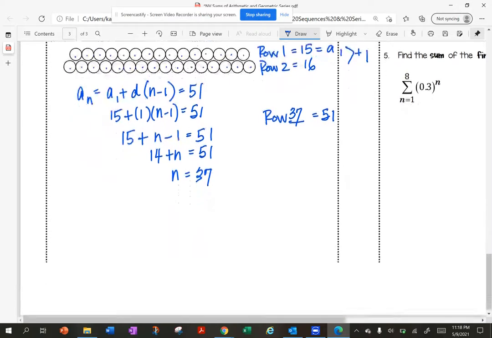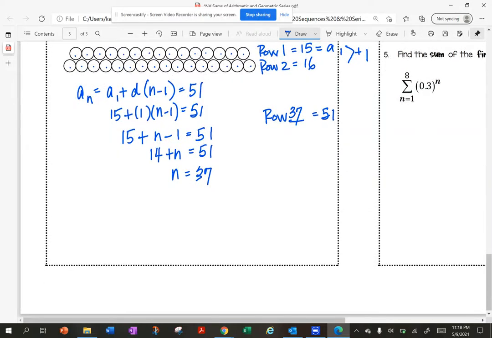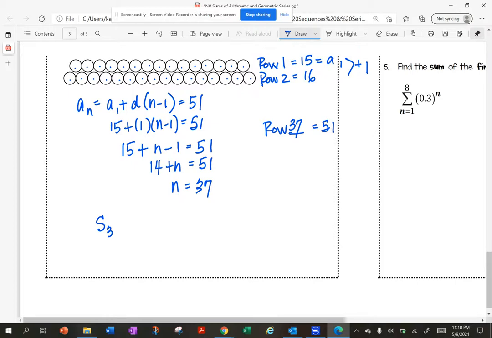Okay, so now since I know how many rows I have and I know my first and last row, I can find the sum. So the sum of my 37 rows of logs is going to be 37 divided by 2, times my first row, 15, plus my last row, 51.